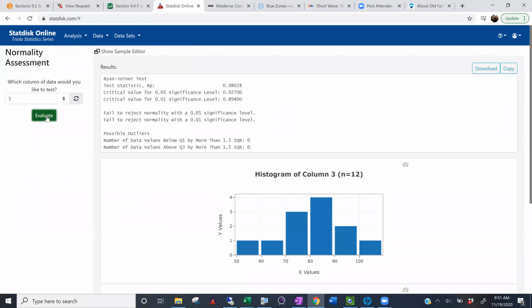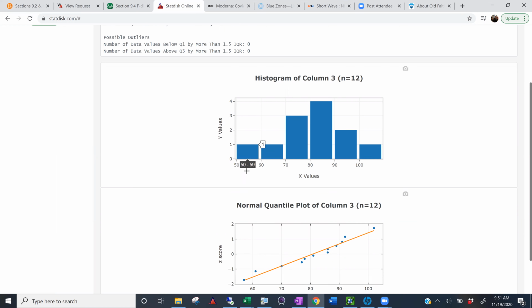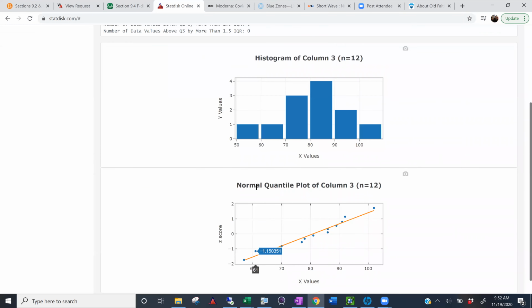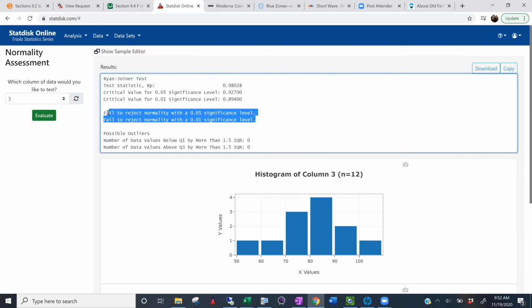If I look at the first column, what do you think? Does that look like it's from a normal distribution? Yes. Yeah, it's not too bad. I'm a little bit worried about this one out here, but when I look at the normal quantile plot, it looks pretty good. And in particular, when I look at the Ryan-Joiner test up here, you fail to reject normality at the 5% and 1% significance level, meaning the data wasn't bad enough to prove it wasn't normal. So we're okay with that one.